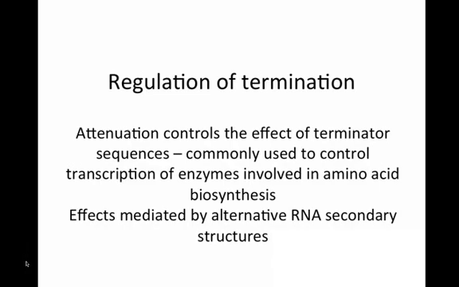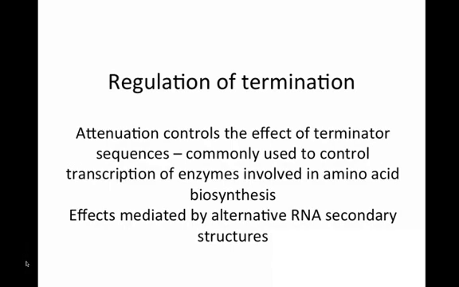We were talking about this attenuation probably, right? Where you're controlling the structure of the RNA and how that is going to either allow transcription to continue or result in a termination hairpin, right? That's what we're going to talk about. So that's one example of attenuation, where you're controlling the effect of the terminator sequence. It's frequently used to control transcription of enzymes involved in amino acid biosynthesis.